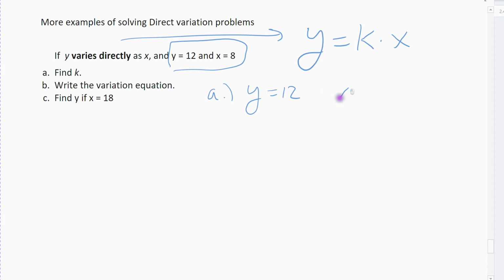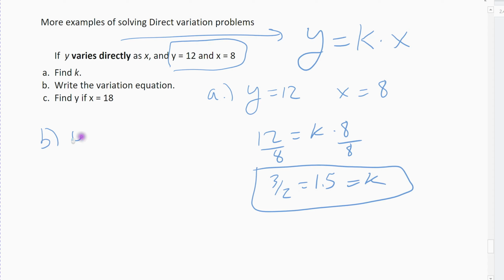I know y is 12, x is 8. Plug it in to find my k. So 12 equals k times 8. Solve for k. So it comes out 12 divided by 8, which is 3 halves or 1 1/2. So you can do it either way. So 3 halves or 1.5 is the k.